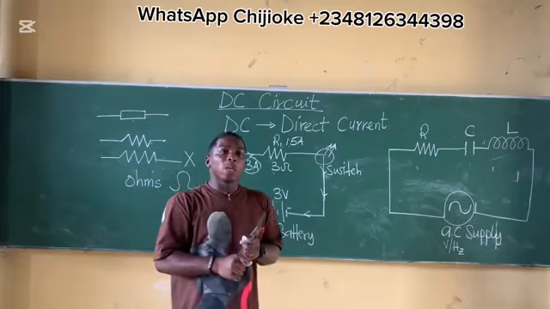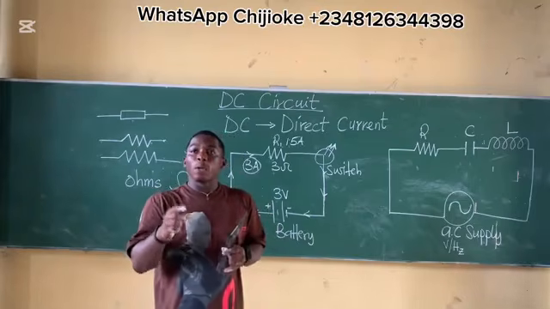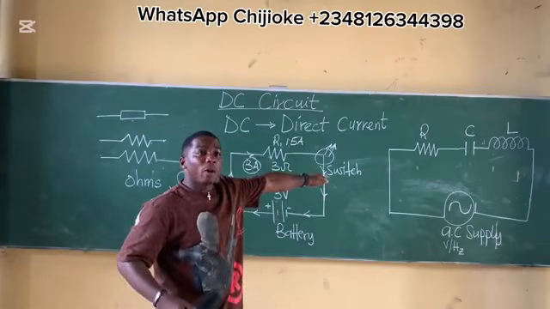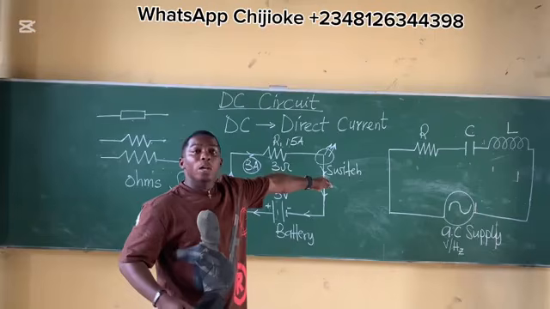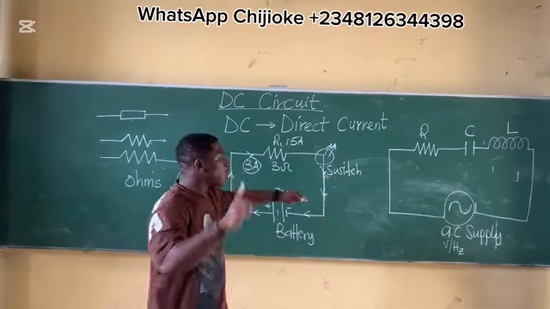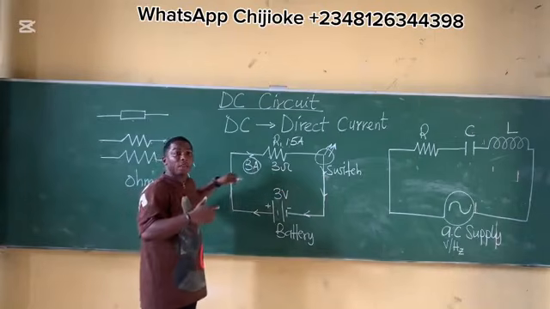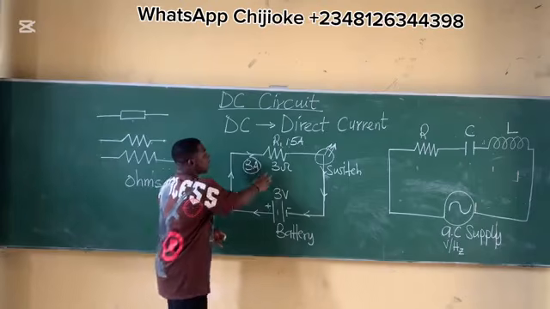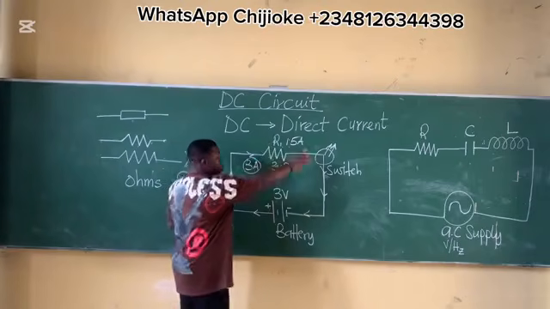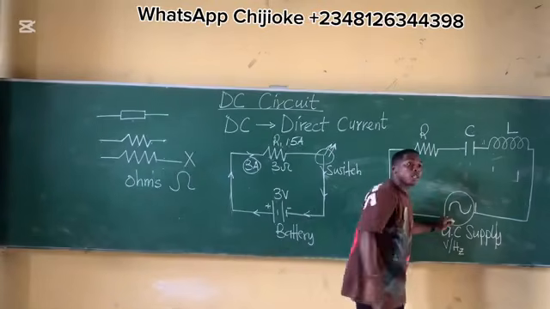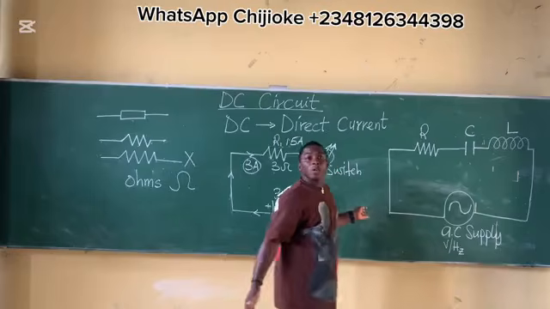Number 1 difference between AC and DC. In a DC circuit, the flow of current is what? Unidirectional, in one direction. In AC, flow of current is what? Reversible. That's one difference. Number 2 difference between AC and DC. From what you're seeing, in DC we have only what? Resistor, switch, and battery. In AC we have resistor, capacitor, inductor, and what? AC supply. Which are the differences between AC and DC?